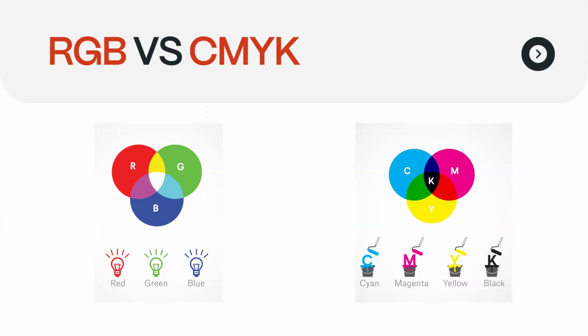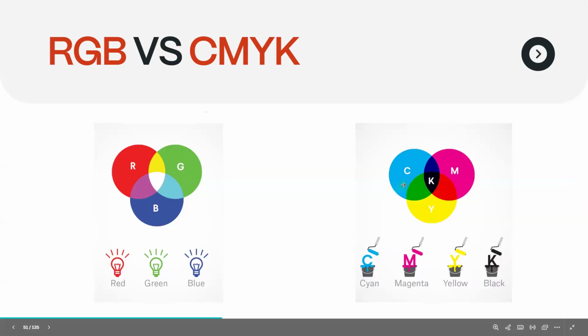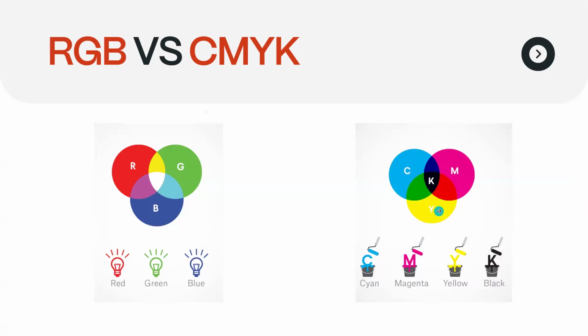Someone said RGB is additive. Great job, Suraj. RGB for digital, great. CMYK for printing, also great. So this is actually correct. RGB means red, green, and blue. CMYK means cyan, magenta, yellow, and black. Okay.